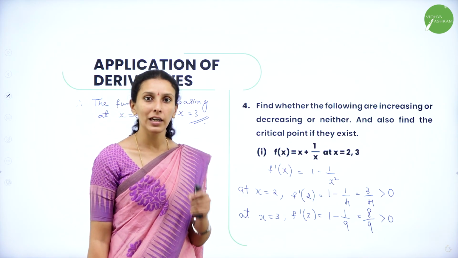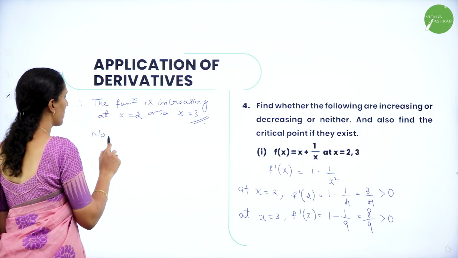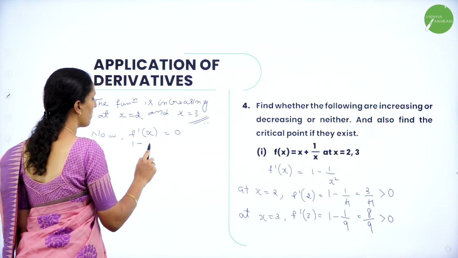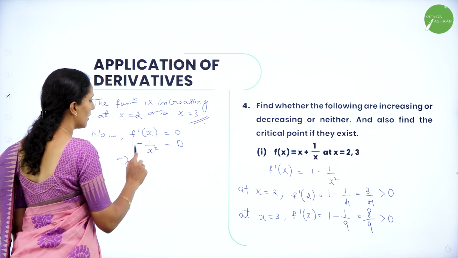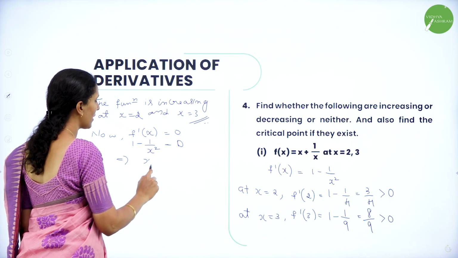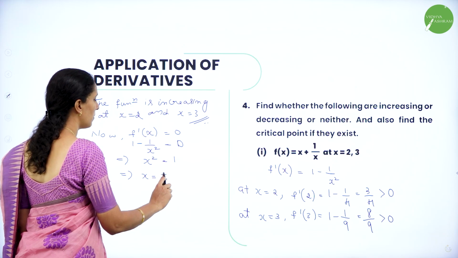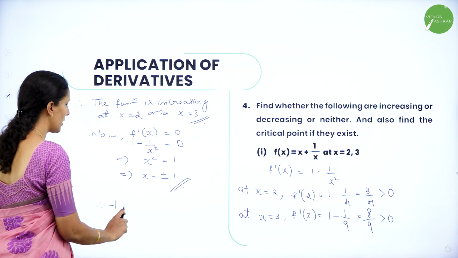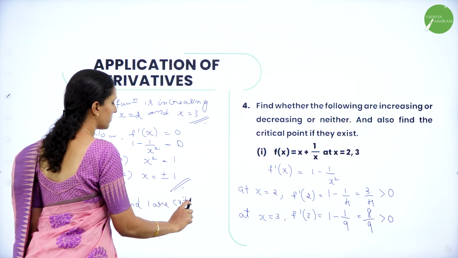Now let's find out the critical point if it exists. Let's check. Now f dash of x is equal to 0. This means 1 minus 1 by x square is equal to 0. This implies if you shift 1 by x square to that side, you will get x square is equal to 1. So this implies x is equal to plus or minus 1. So you got two points here. So therefore minus 1 and 1 are critical points.